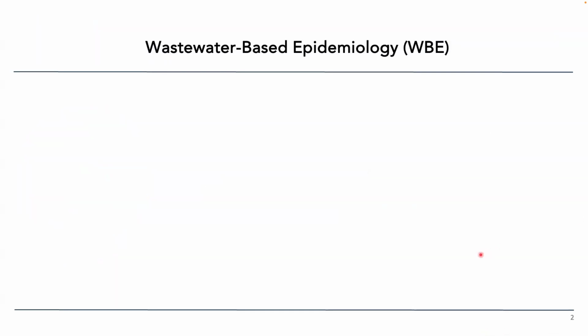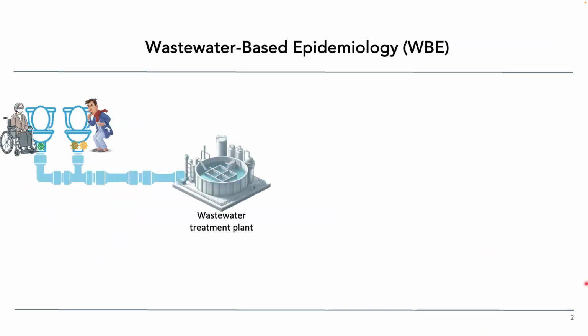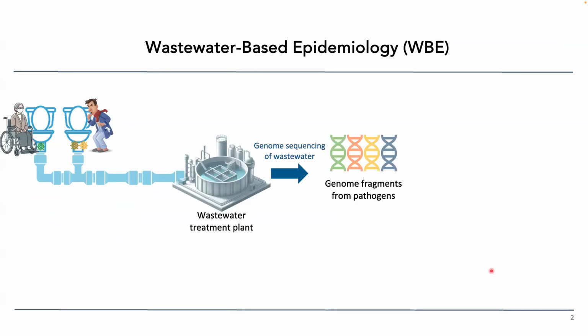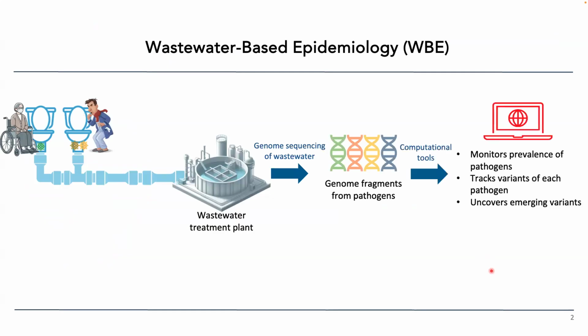So wastewater carries fragments of all the pathogens infecting a population. In wastewater-based epidemiology, wastewater is sequenced to monitor pathogens circulating in a community, and it provides an early warning for infectious disease outbreaks by detecting viral shedding as soon as someone gets infected.